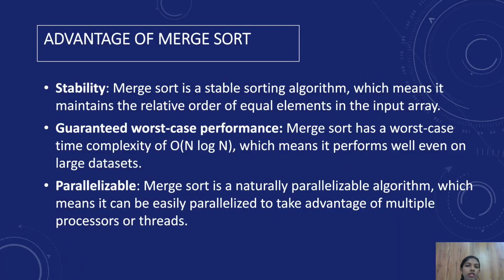Let's see the advantages of merge sort. Stability, guaranteed worst case performance, and parallelizable. Stability. Merge sort is a stable sorting algorithm, which means it maintains the relative order of equal elements in the input array. Guaranteed worst case performance. Merge sort has a worst case time complexity of omega of n log n, which means it performs well even on large data sets. Parallelizable. Merge sort is a naturally parallelizable algorithm, which means it can be easily parallelized to take advantage of multiple processors or threads.